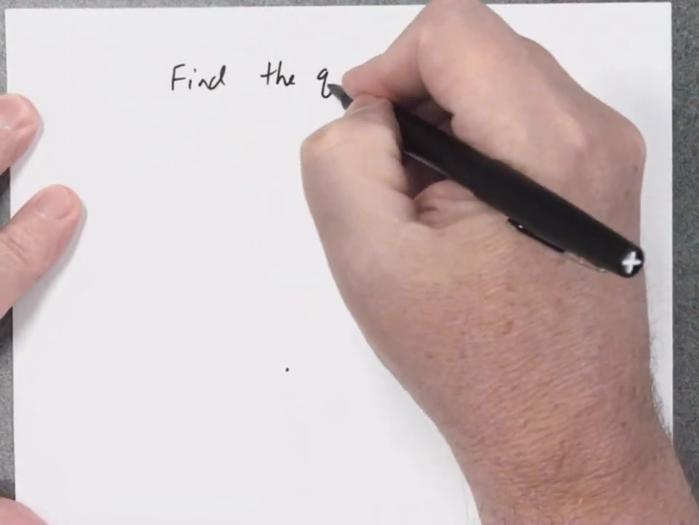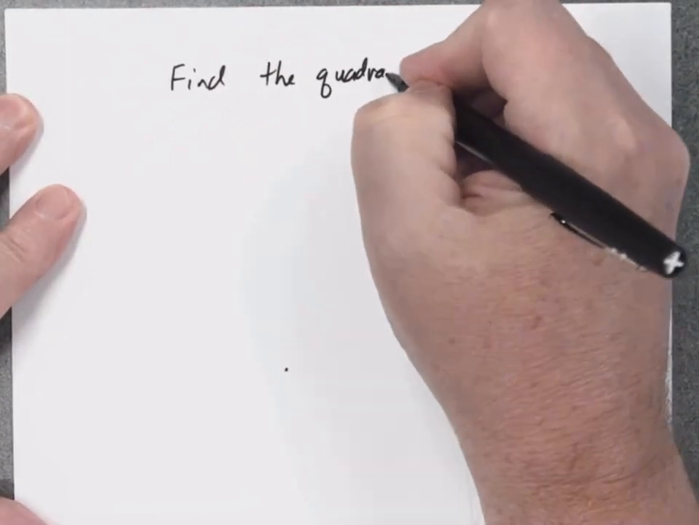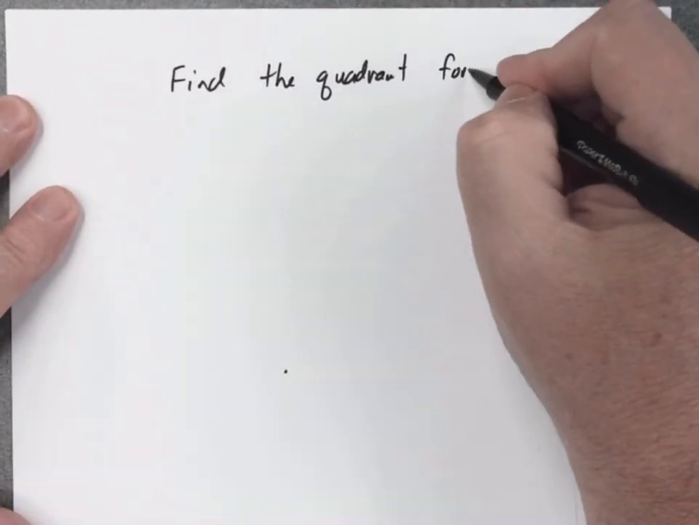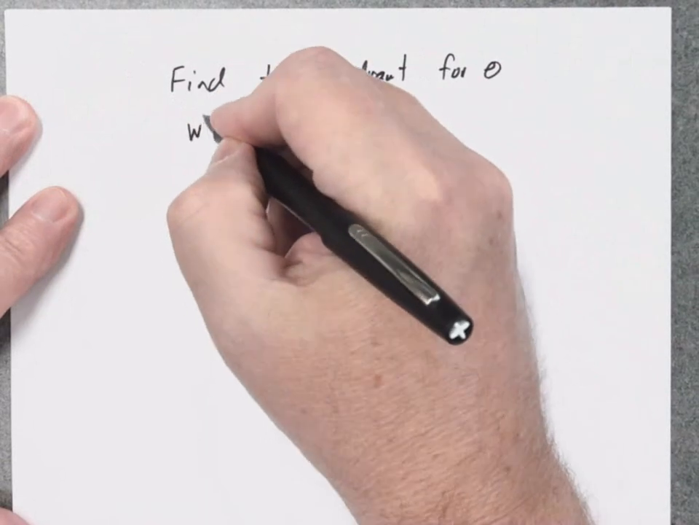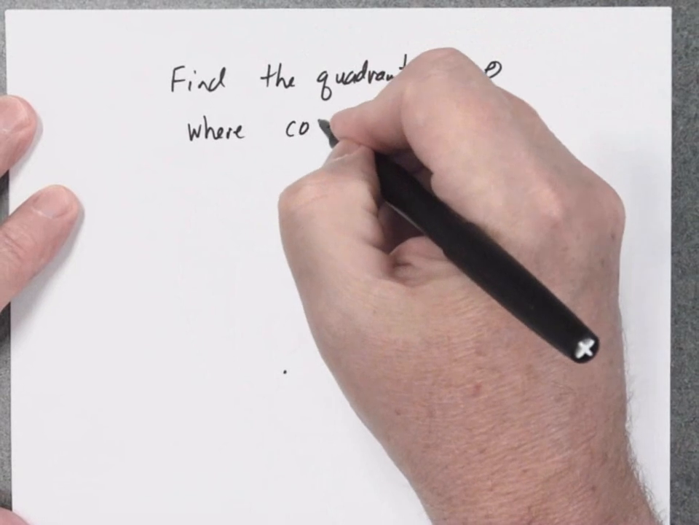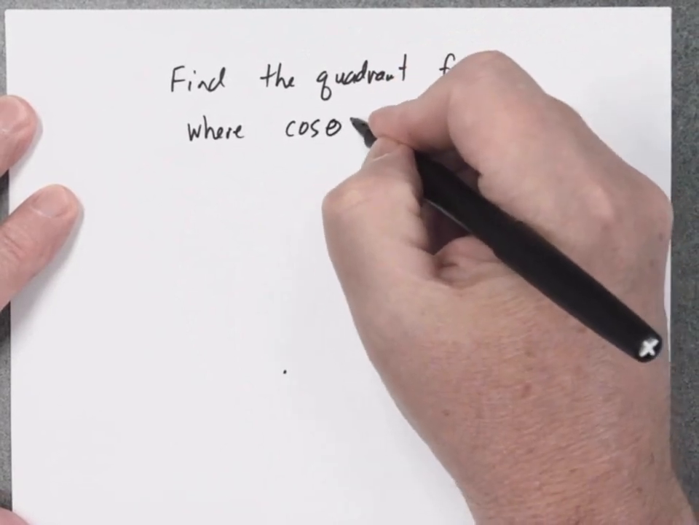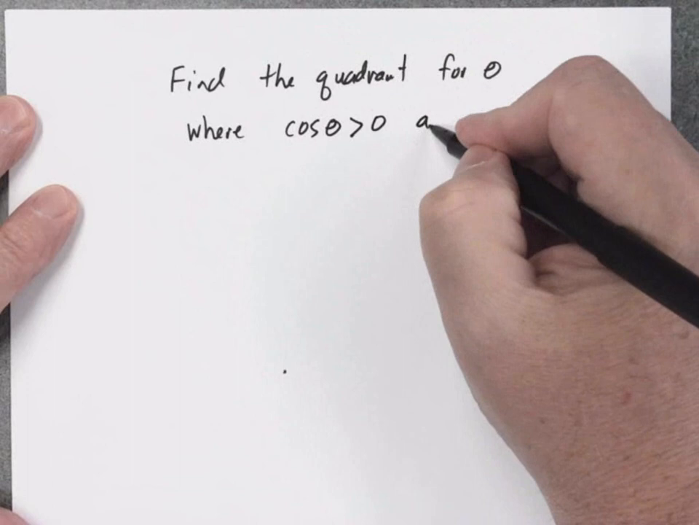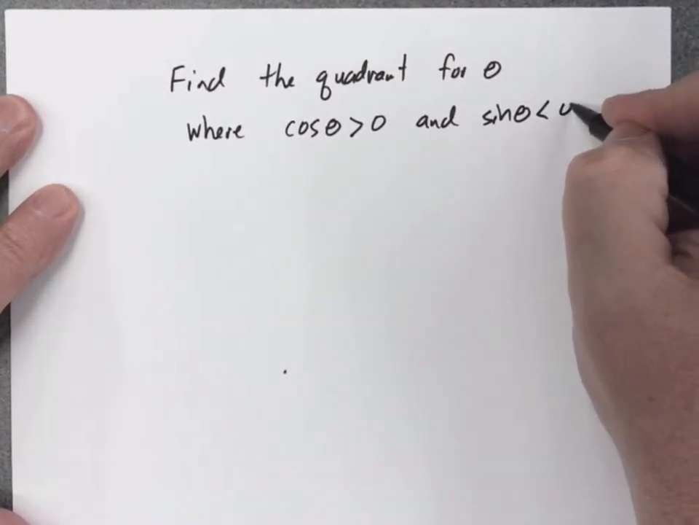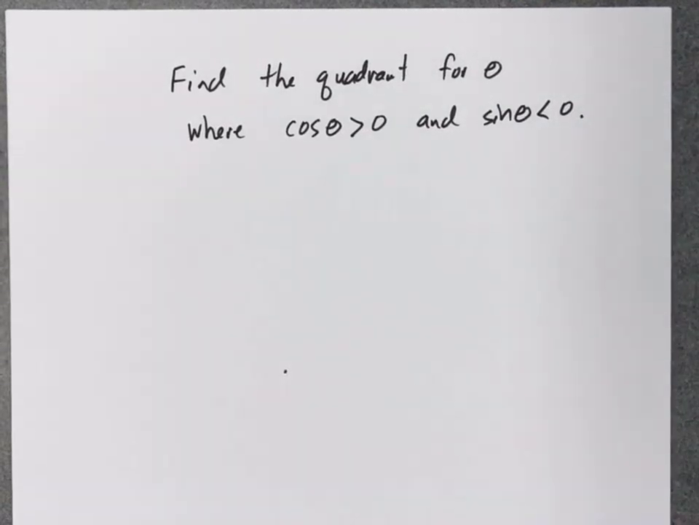Find the quadrant for theta. So here's an example where you find the quadrant for theta where cosine of theta is greater than 0 and sine of theta is less than 0.